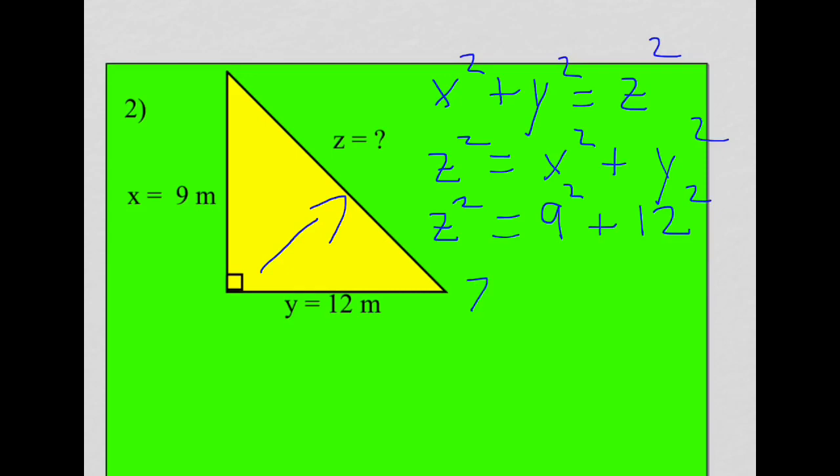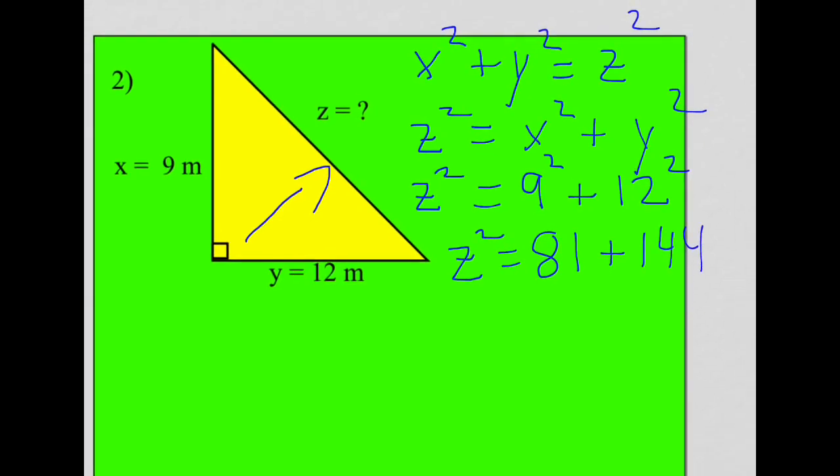And z squared equals 81 plus 12 squared is 144. And as we keep solving that math equation, z squared equals 225.